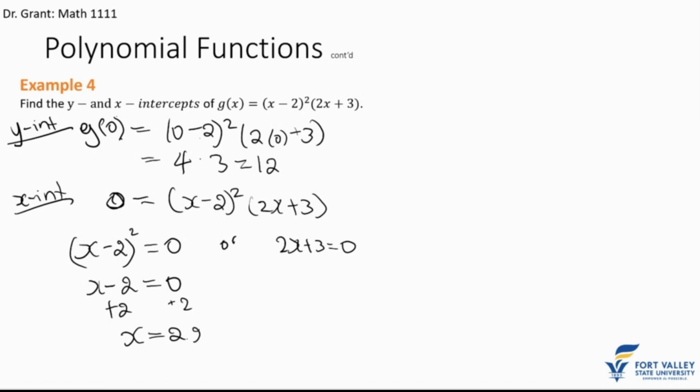And this will actually be twice because we had a square, which means it was a multiplicity of 2. Then here, we would subtract 3 from both sides. So 2x equals negative 3. Divide both sides by 2, we get that x is equal to negative 3/2.